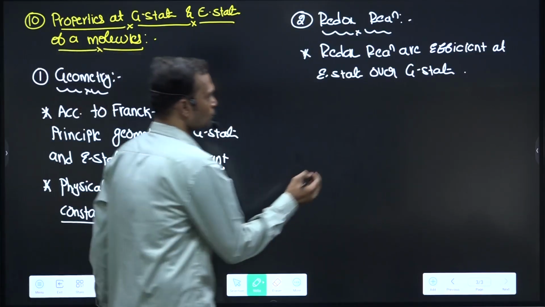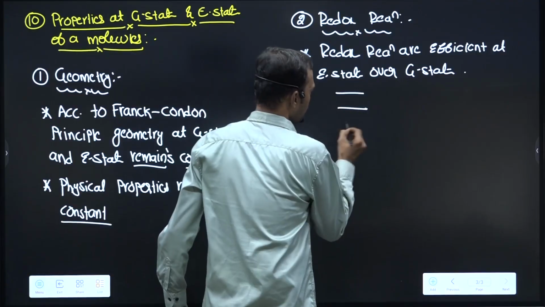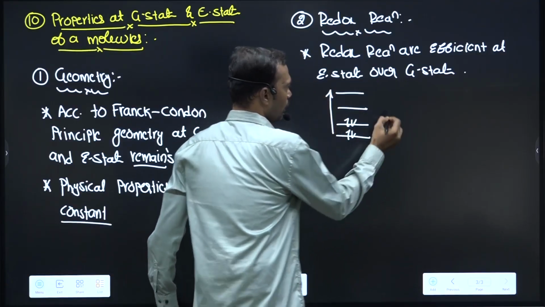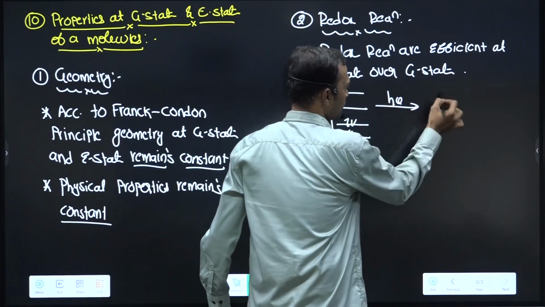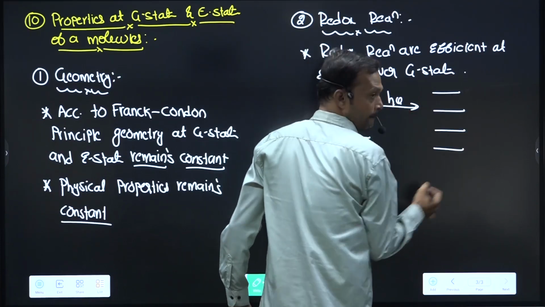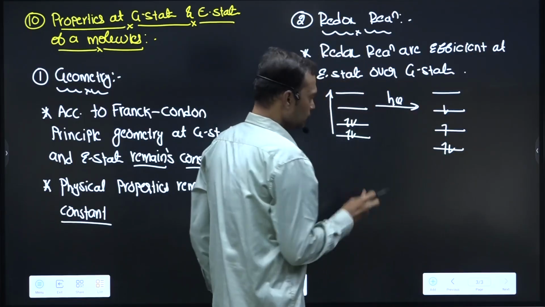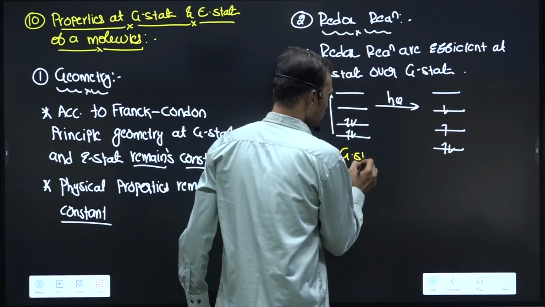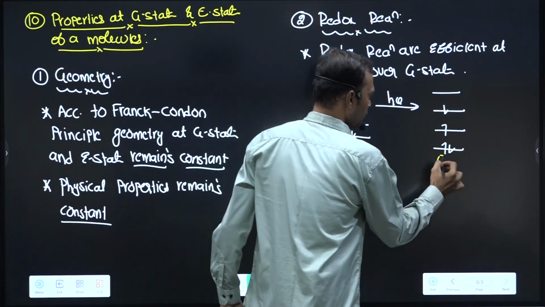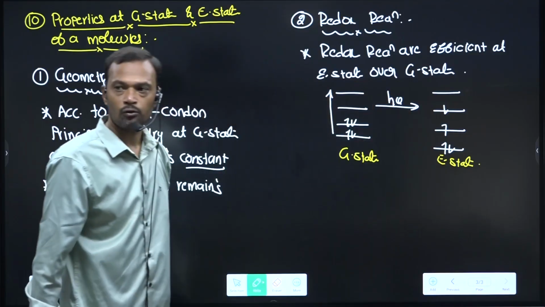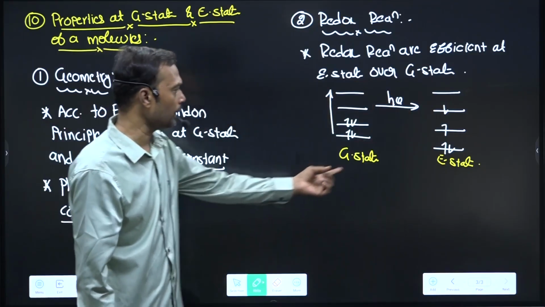So one example I will show. See, here I am writing 4 electrons in their ground state. Now this is photochemically excited. Now this is under the excited state. Now what about this state? This is ground state, and what about this one? Excited state.